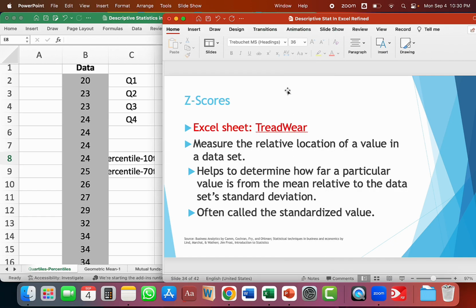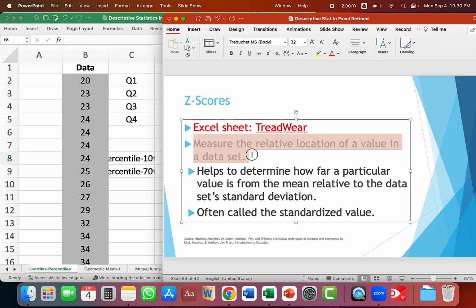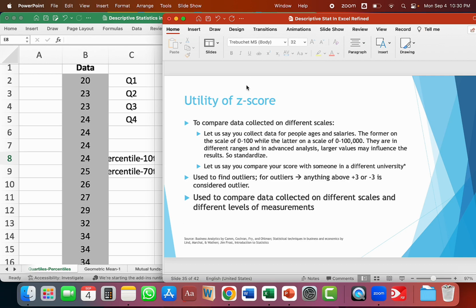The next topic is z-score. Z-score is used to make sense of data and to find outliers. It is used to measure the relative location of a value in a data set. It helps to determine how far a particular value is from the mean relative to the data's standard deviation, and it's also called standardized values.